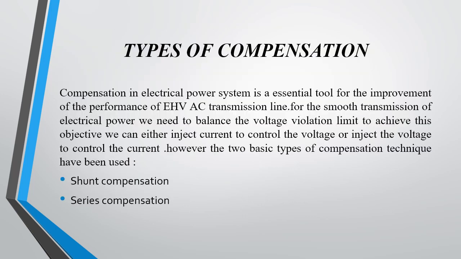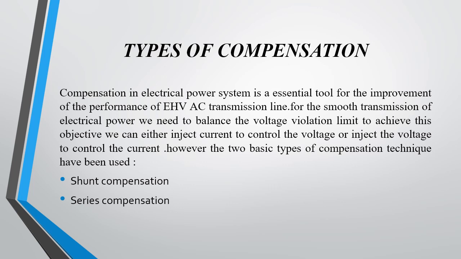Then what are the types of compensations? Compensation in electrical power system is an essential tool for the improvement of the performance of HVAC transmission line. For the smooth transmission of electrical power, we need to balance the voltage violation limit.